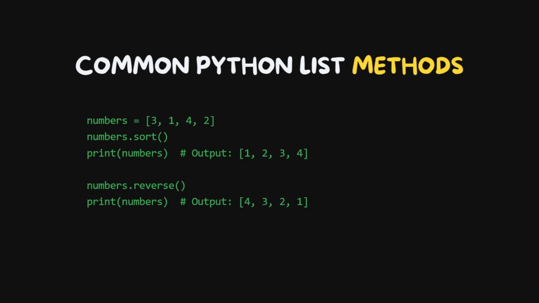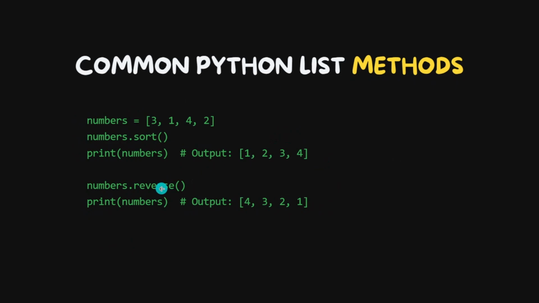So the next method is sort, which sorts the list. For example, here the list is unsorted. So we will sort the list using the sort method. So the output should be sorted like 1, 2, 3 and 4.